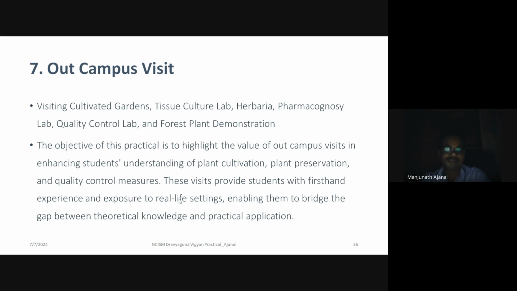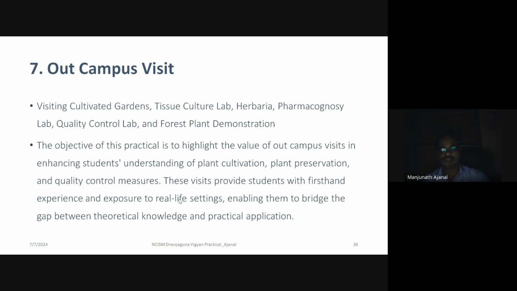Similarly, the out-campus visit is a field visit. The visit needs to comprise different activities, not only plant identification, because the syllabus also includes cultivation techniques and a brief on tissue culture, herbaria preparation, pharmacognosy, and quality control lab. All these are newly introduced, so students need to be thorough about these parameters. The field visit needs to be planned in cooperation with different departments like Rasashastra, Bhaishajya Kalpana and even Swasthavritta, so that at one time they can plan and conduct the field visit.